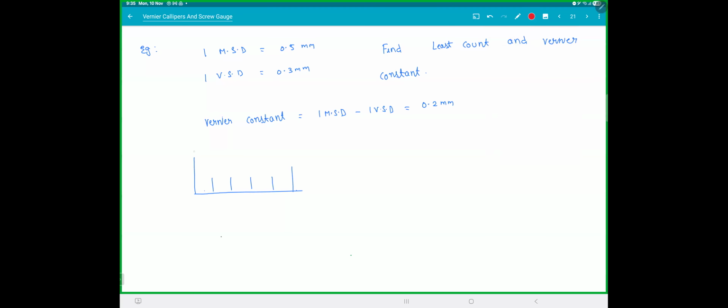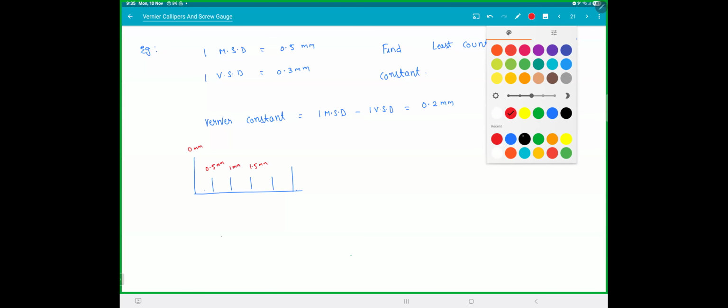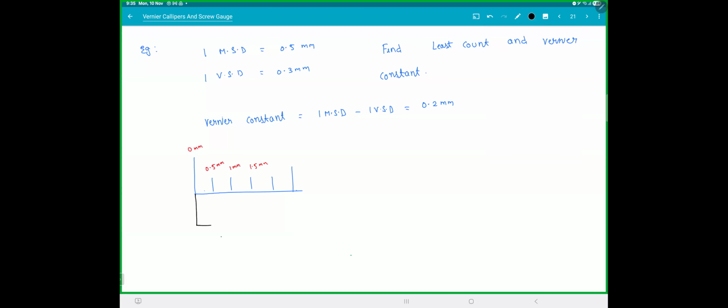So these divisions are like 0 mm, 0.5 mm. This is 1 mm, 1.5 mm, and so on. This guy, this is 0. This is 0.3. This is 0.6. This is 0.9. This is 4 and this is 5.